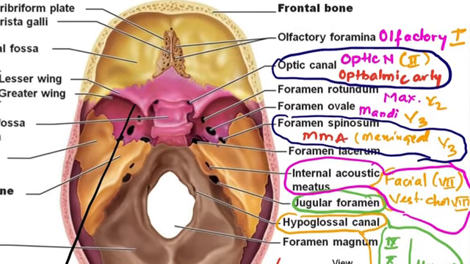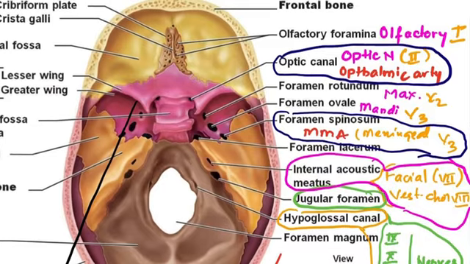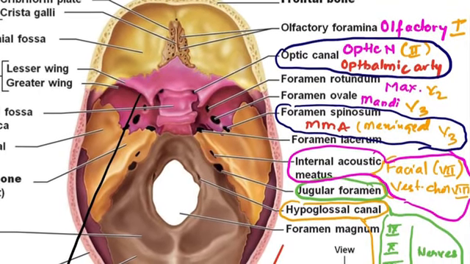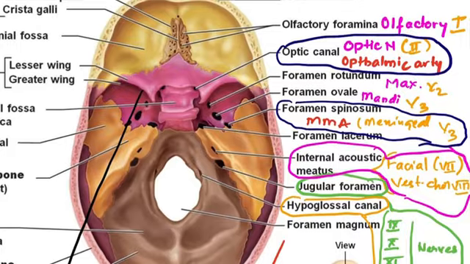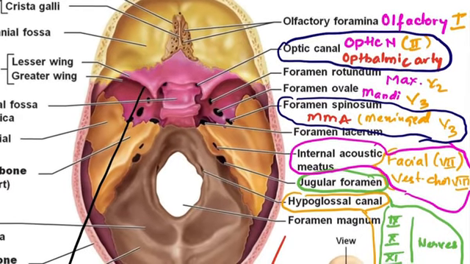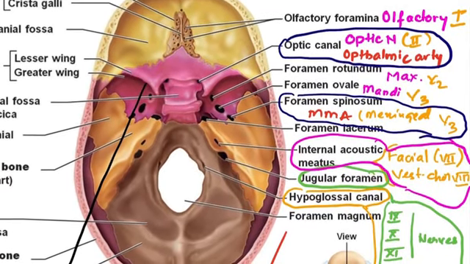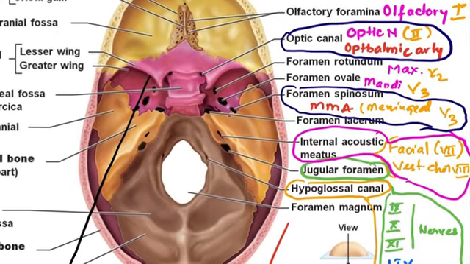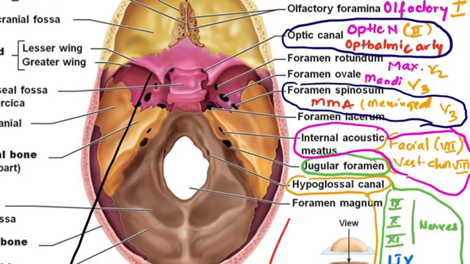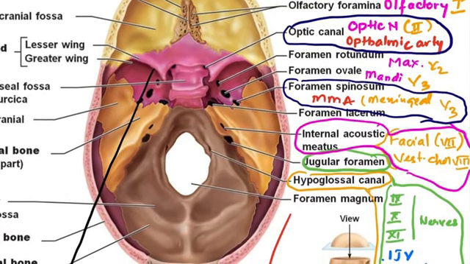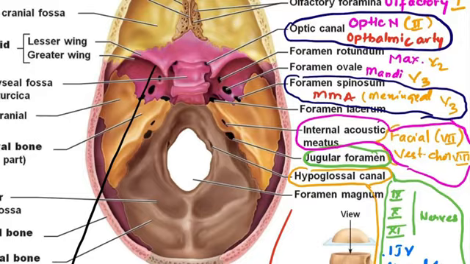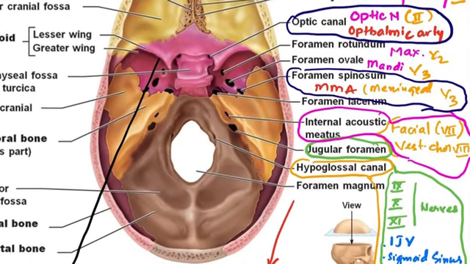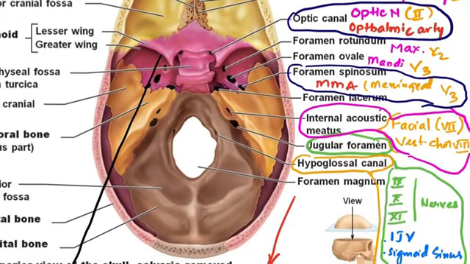The foramen ovale is behind the foramen rotundum, through which pass, remembered as MALE, the mandibular branch of the trigeminal nerve, that is V3, accessory meningeal artery, lesser petrosal nerve, and emissary veins. Through the foramen spinosum pass the middle meningeal artery, middle meningeal vein, and meningeal branch of the mandibular nerve. Then there is the foramen spinosum.